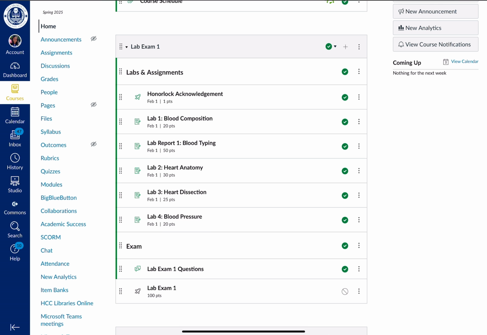Down here, I do have for the exam a lab exam 1 questions discussion board. So any questions you might come across as you're completing these, please post them there. I'll do my best to check the discussion board regularly. If you're a student and you see somebody else's question there and you know the answer to it, feel free to respond. The lab exam is not published yet because I still want to go in and edit some things.